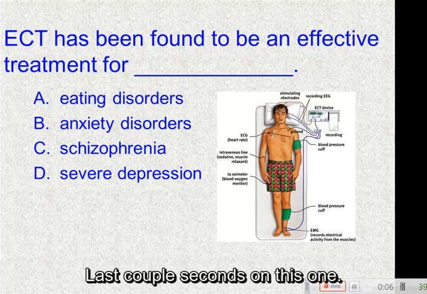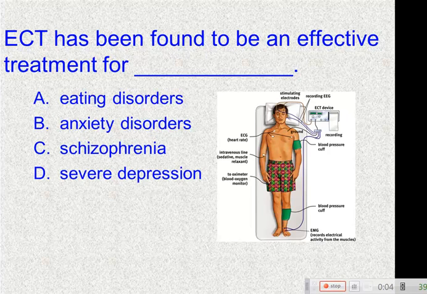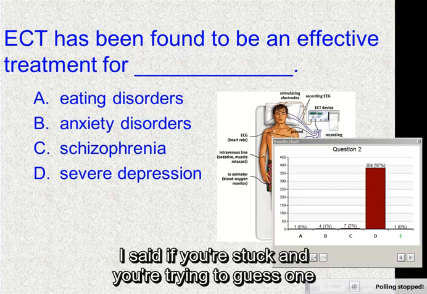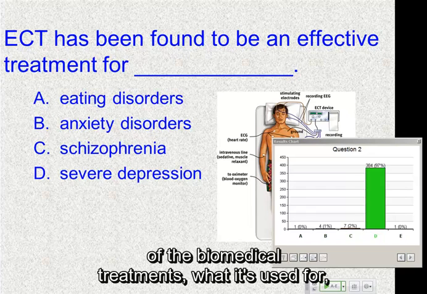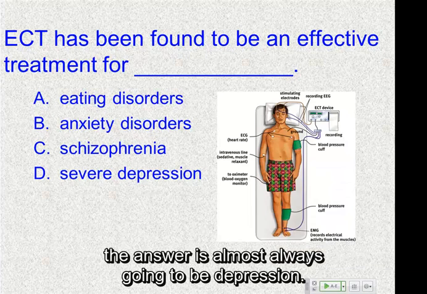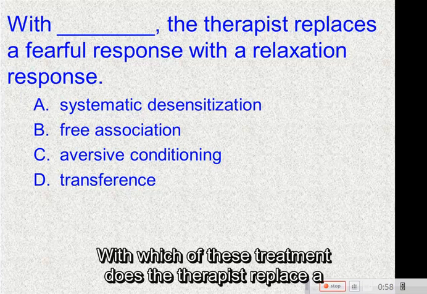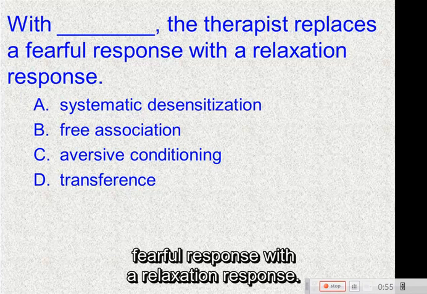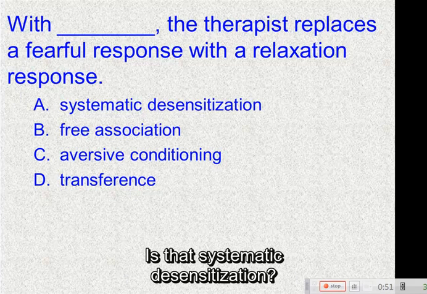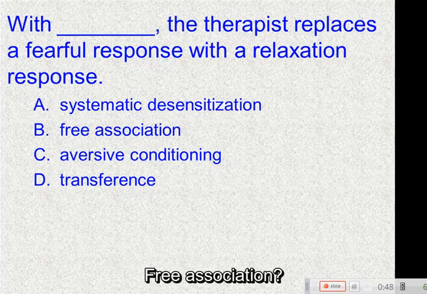All right, last couple seconds on this one. That's easy, right? I said if you're stuck and you're trying to guess one of the biomedical treatments, what it's used for, the answer is almost always going to be depression. Last one here. With which of these treatments does the therapist replace a fearful response with a relaxation response? Is that systematic desensitization, free association, aversive conditioning, or transference?